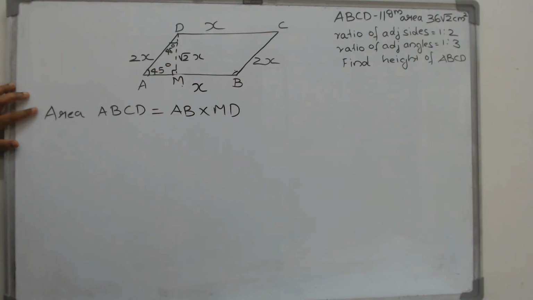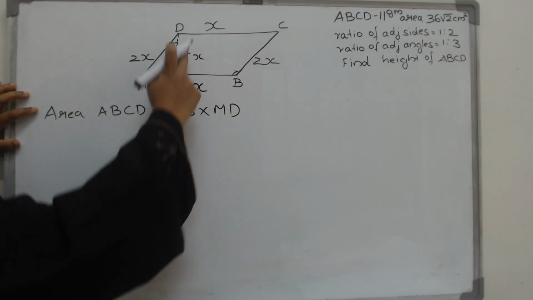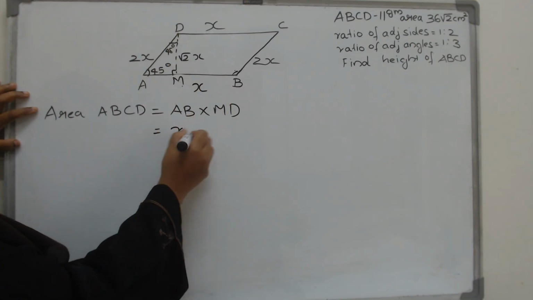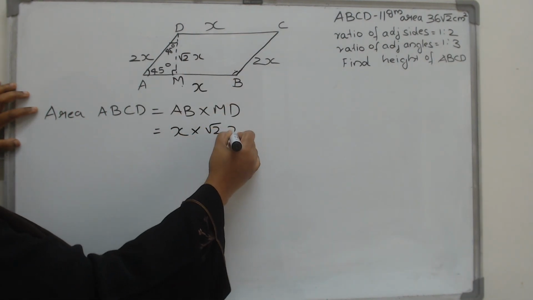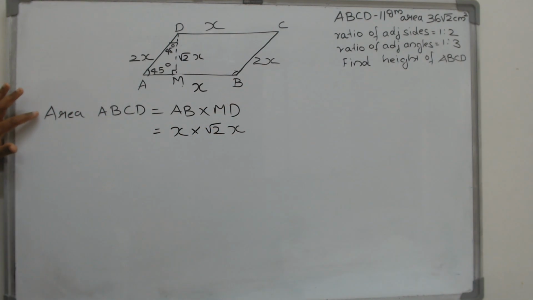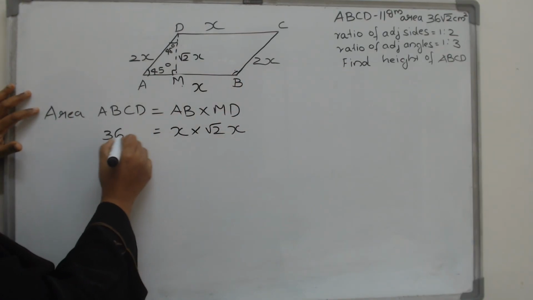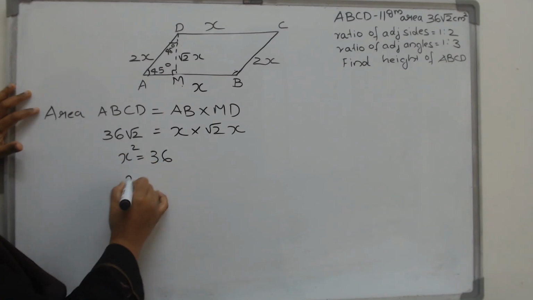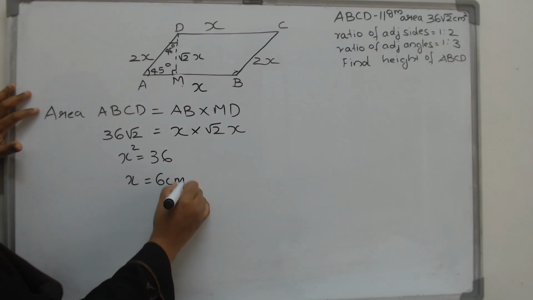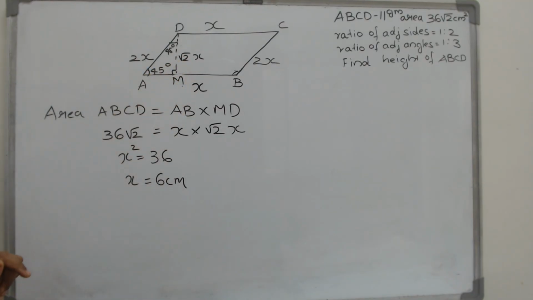Now what is the area of ABCD? It is base into its corresponding altitude. Now the base is x and the corresponding altitude we found was root 2x. But what is given? What is the area of ABCD? It is given as 36 root 2, which means x square is equal to 36, which means x is 6 centimeters. Now all the measurements here are in terms of x. So let us rewrite all our measurements.